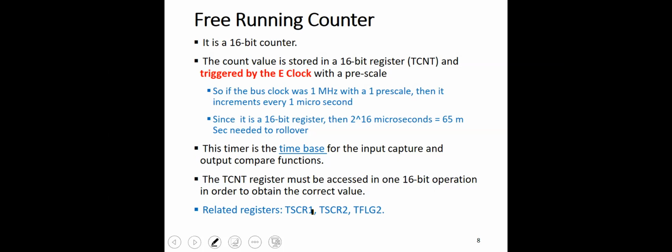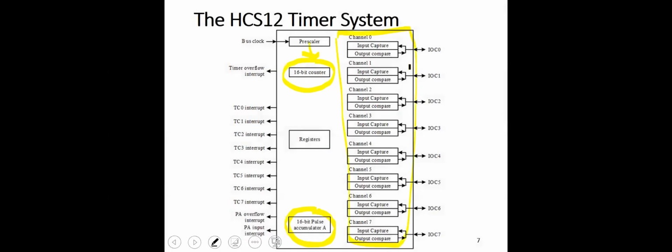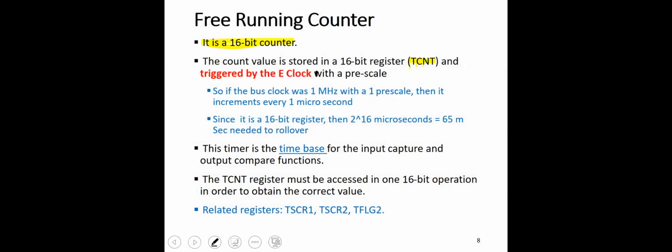So this free running timer is the 16-bit counter that we saw in the block diagram. The counter value is stored in a special register called the TCNT register, the timer count register, which is basically the same counter. So this counter is a register that is accessible by the CPU, and it has an address and a name. Its name is the timer count register. So the count value is stored in this register.